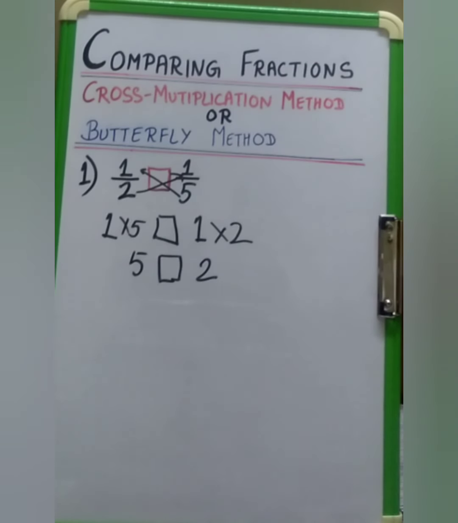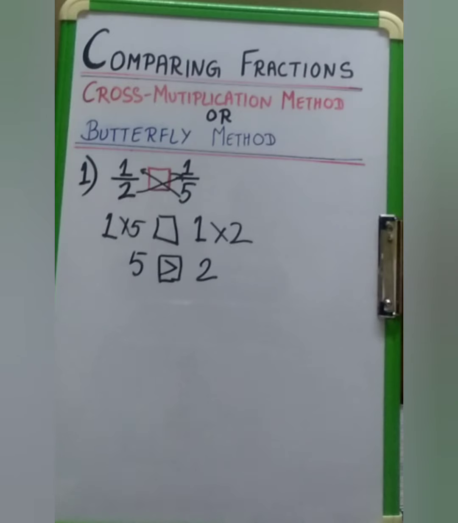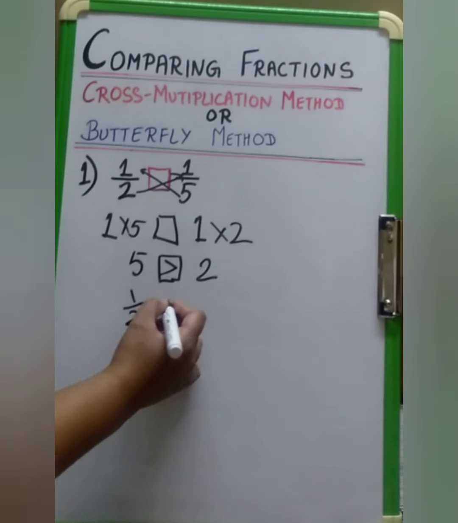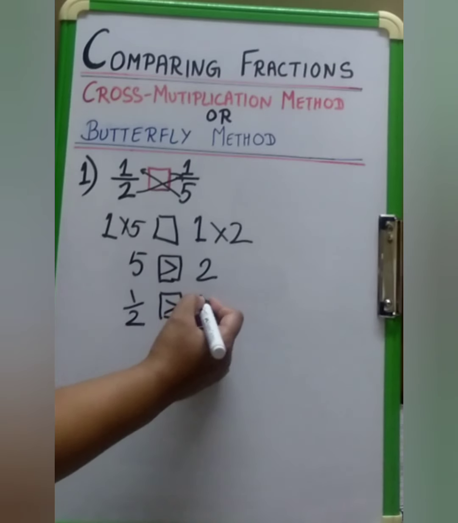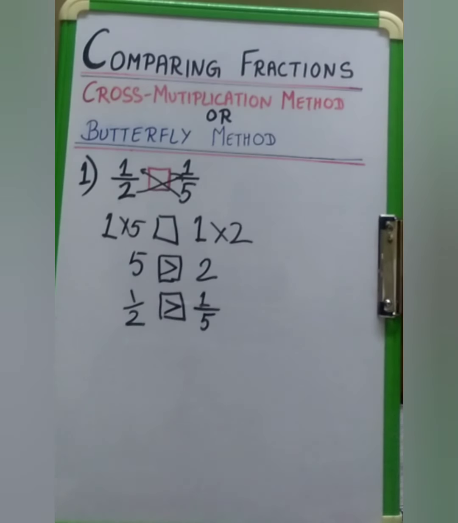So just check, students, which one is greater here? 5 or 2? Yes, 5 is greater. So it means that 1 upon 2 is greater than 1 upon 5. Right? So in this method, only one thing you need to keep in mind is that you have to write the numerators on the same side only. Let's discuss one more example now.